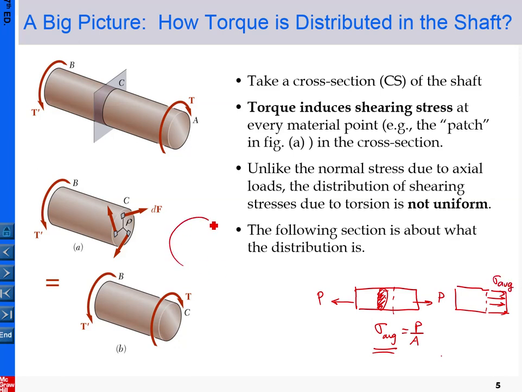However, for torsion here, I can tell you, and I will explain why, the stress is not uniform. It is in a linear distribution, proportional to the distance from the center of the shaft. The maximum is on the perimeter, and the minimum is at the center. The magnitude of the stress is in a linear distribution, and that is a very big difference from what you have learned. So keep this in mind before we move on.